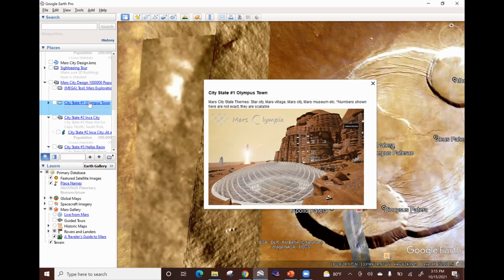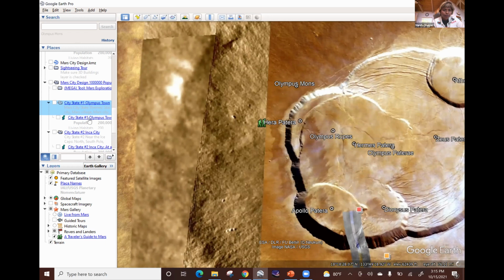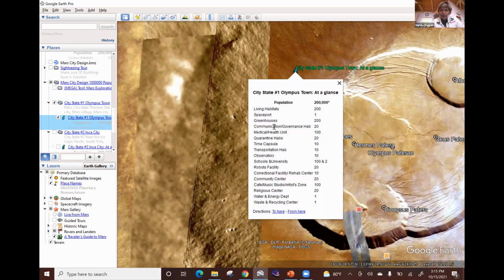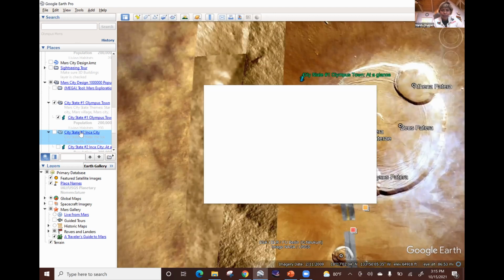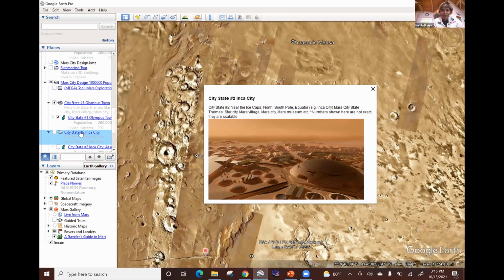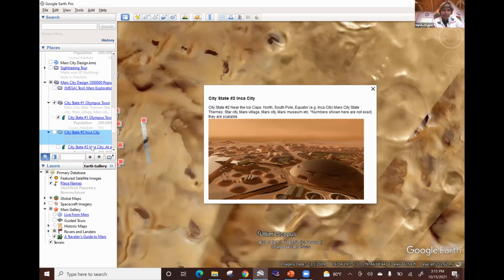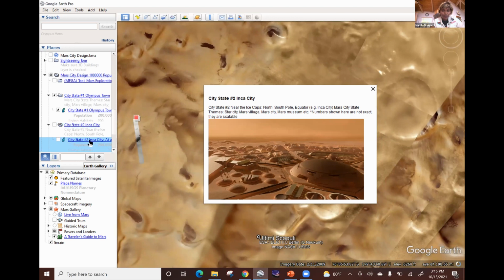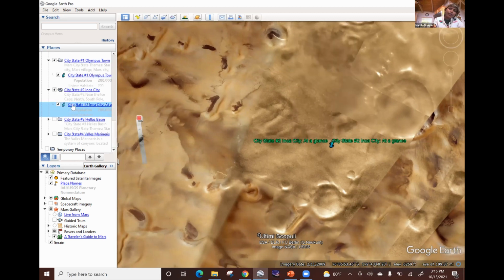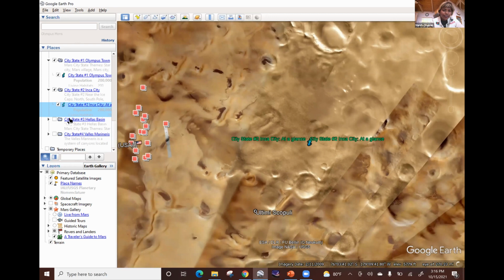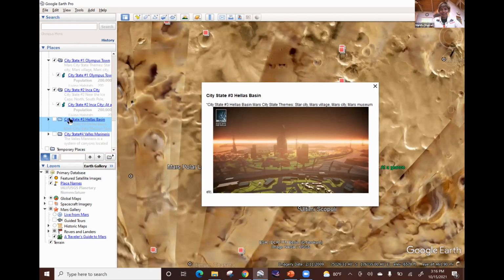So here Olympus City is here, and for each city we will have these data sheets. For each city we need all this. We come up with a rough calculation, and then from Olympus Town let's go to Inca City. It looks similar, but we're still working on the design. And for Inca City we have a similar situation. And then this is Hellas Basin. Okay, that's another location. I love this map.